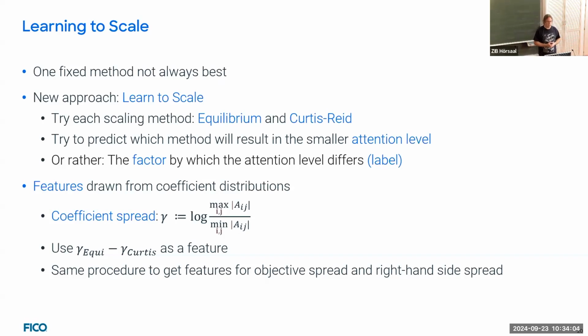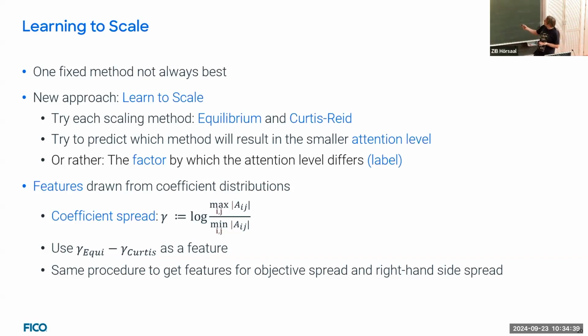Which is not a very sophisticated rule. So what we will do here is we try just each scaling method, the equilibrium and the Curtis-Reed scaling. This will give us information like the coefficient spreads, remember, that we saw earlier, that we derived from 2 different scaling methods. And we use them to predict which method will result in a smaller attention level, rather the factor between the 2 attention levels.